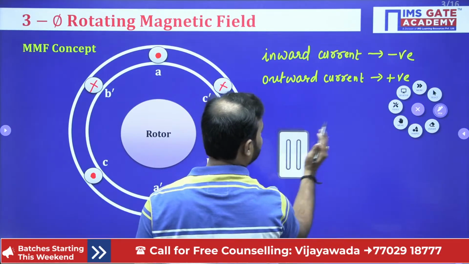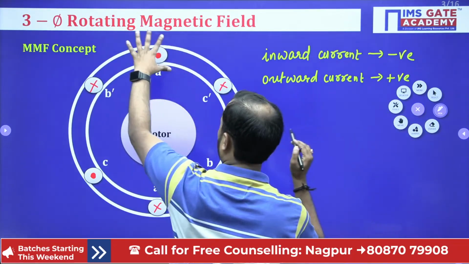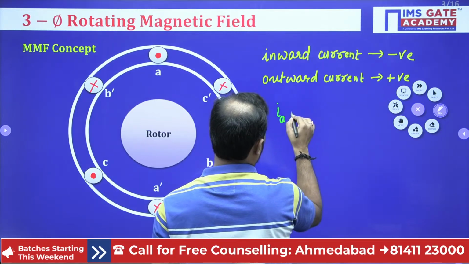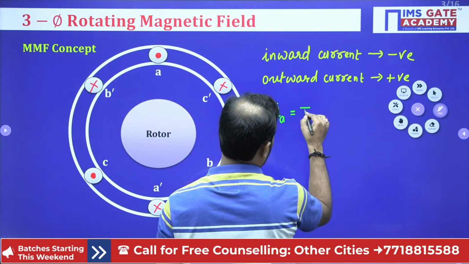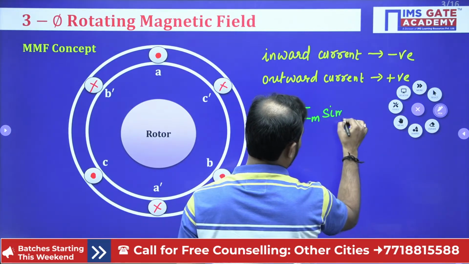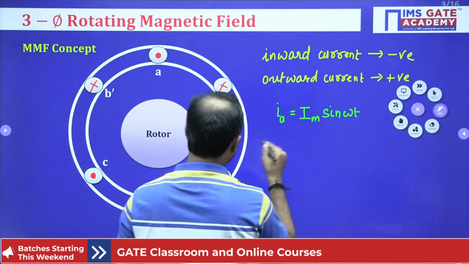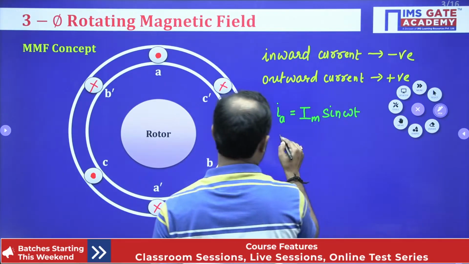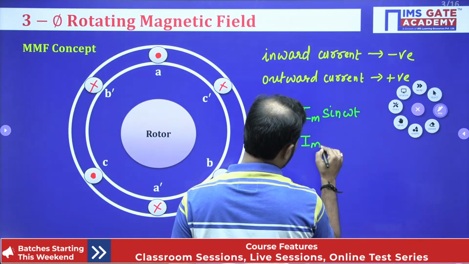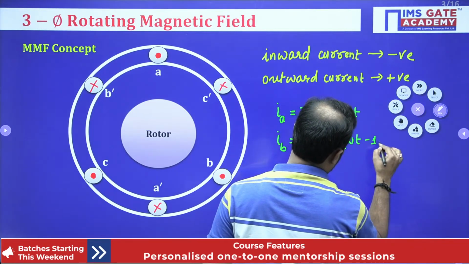Okay, let me rub this. This is not required. So let me take the current here at A phase will be IA, which is equal to Im, that is maximum value of IA, sin omega t. Done. Now similarly, phase B, IB, this I will take Im sin omega t minus 120 degree.